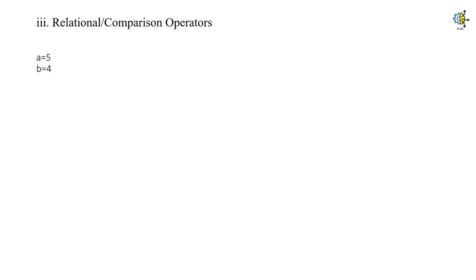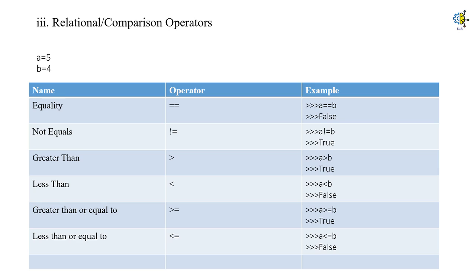Relational or comparison operators. These operators are simply used to compare two variables or values and will result in a Boolean result, which is true or false. Now we are going to assume the value of a as 5 and b as 4 in the respective examples.